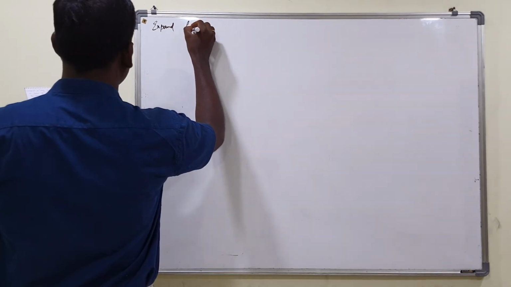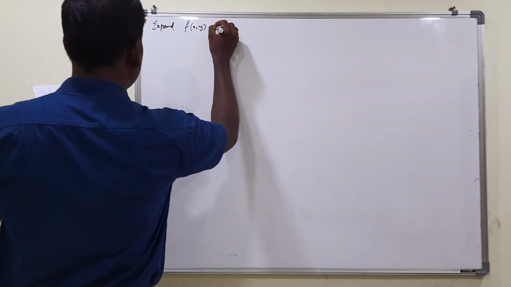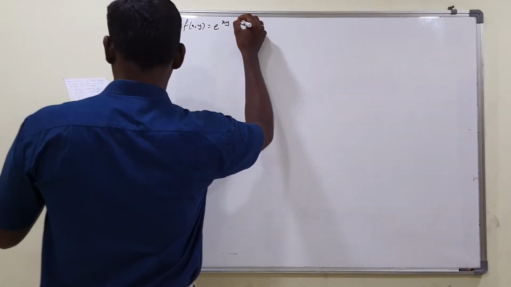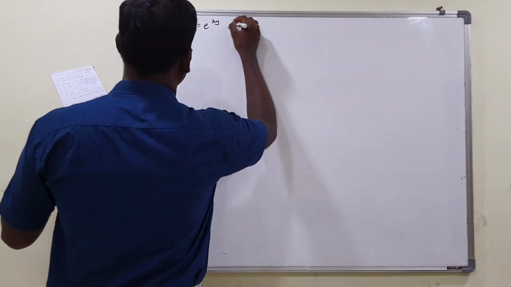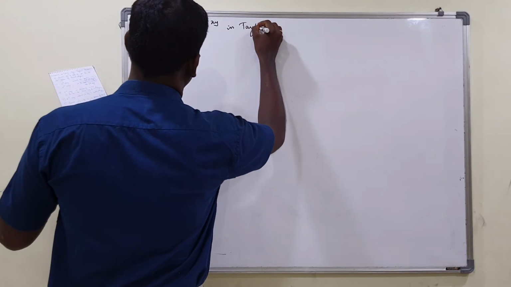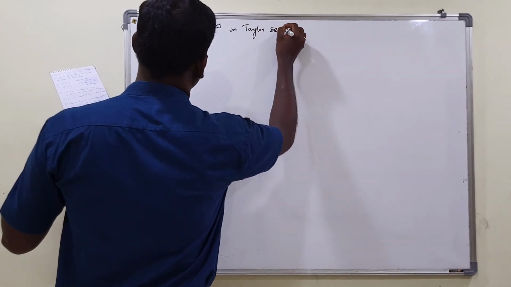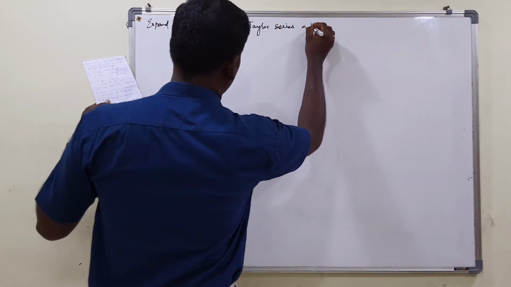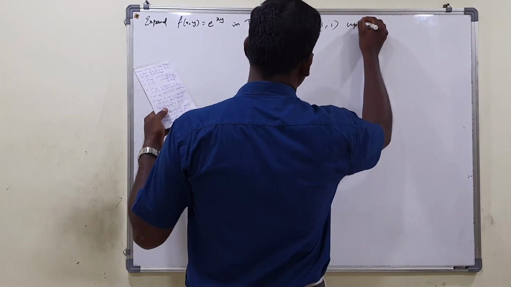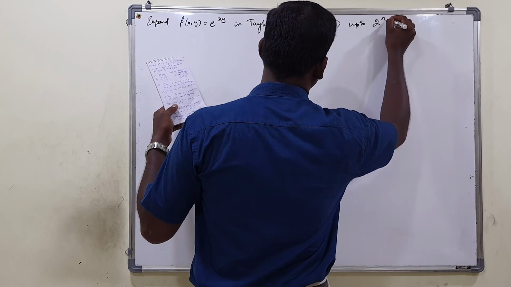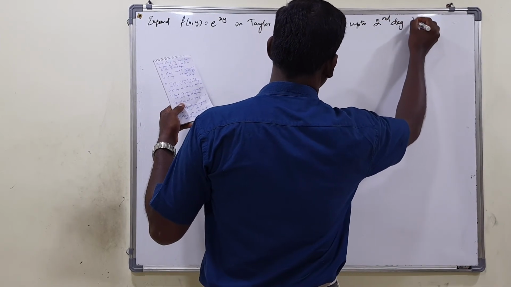Expand f of x comma y is equal to e power xy in Taylor series at 1 comma 1 up to second degree term.